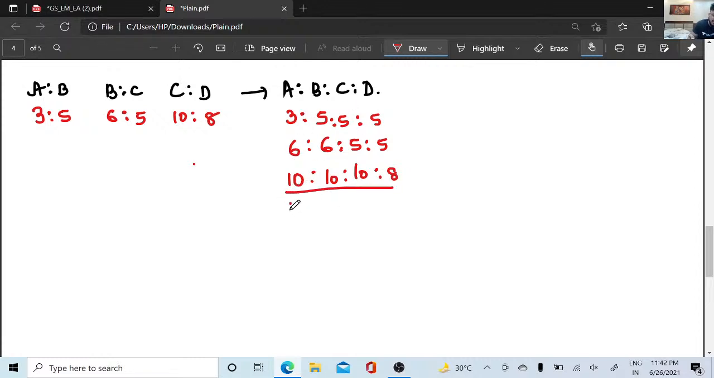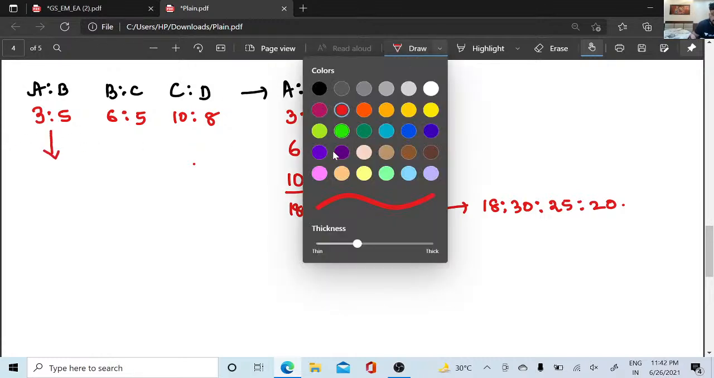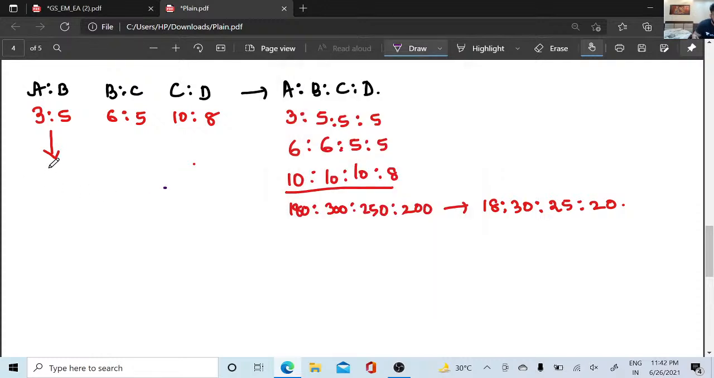3 6s are 18, 18 10s are 180. 5 6s are 30, 30 10s are 300. 5 5s are 25, 25 10s are 250. 5 5s are 25, 25 8s are 200. So this I can easily do by dividing by 10: 18 is to 30 is to 25 is to 20. You can see it also here. This can be done in another way also. Let me use a different color pen. So this is going to be what?